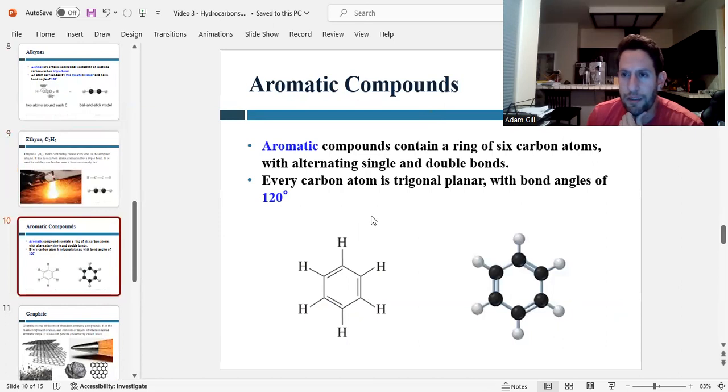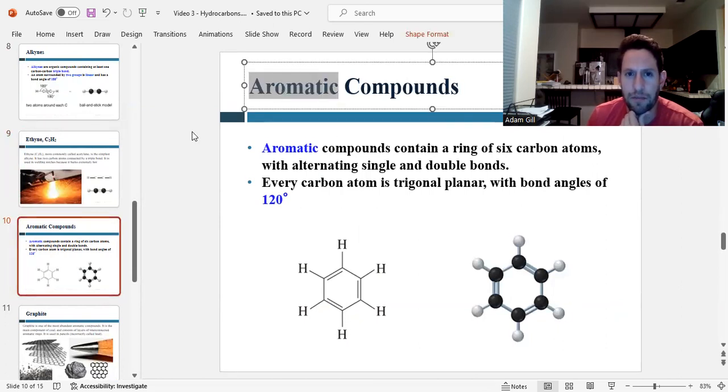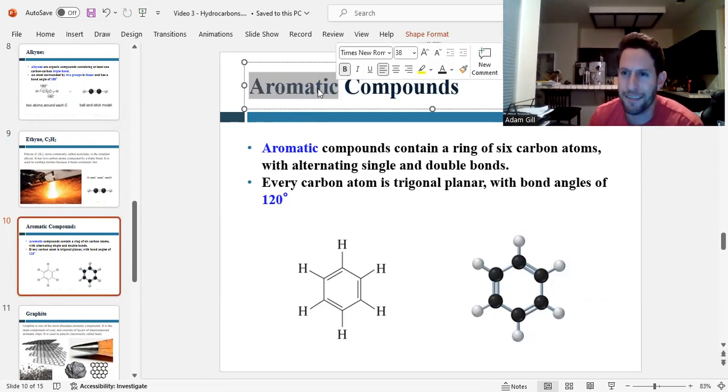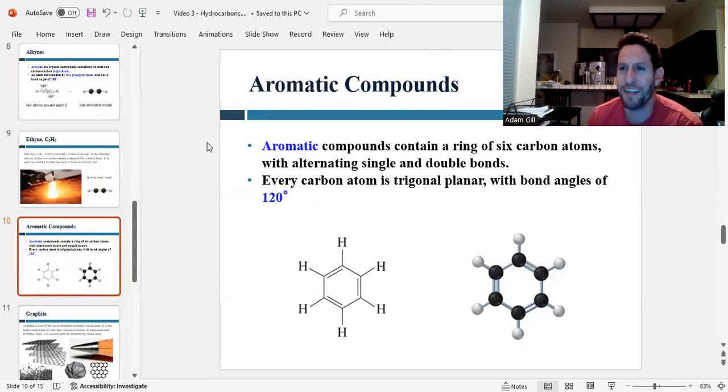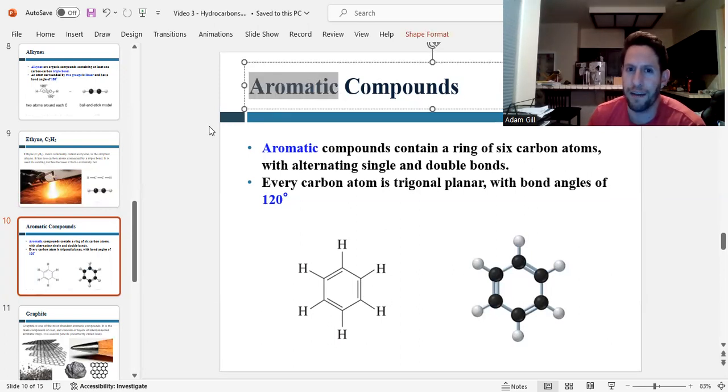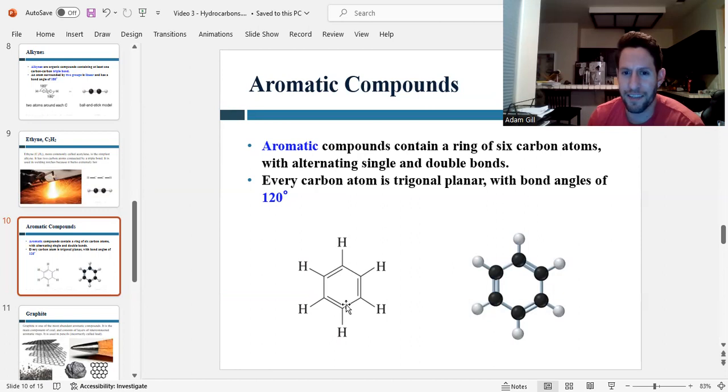And the last category are aromatic compounds. Now, the term aromatic comes from like the 1700s. They were studying compounds that had an aroma to them, like fragrances that they would use in perfume. And they later determined that a lot of those fragrances had this type of structure as part of the molecule. And so the name stuck as aromatic compounds. But not everything that has this structure actually has an aroma. It's just the name stuck historically.